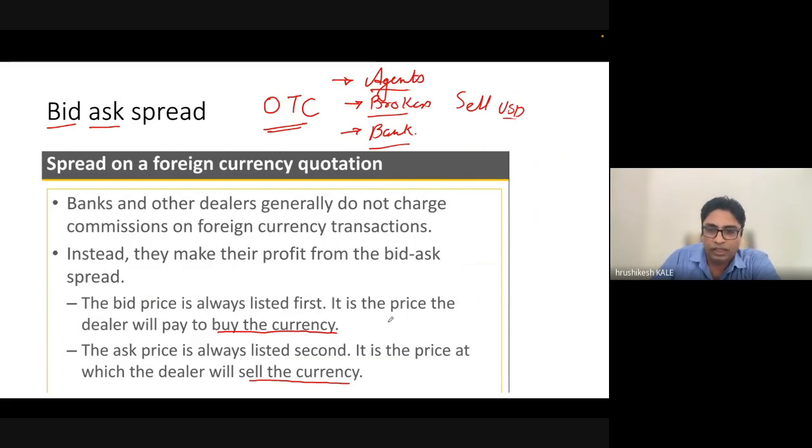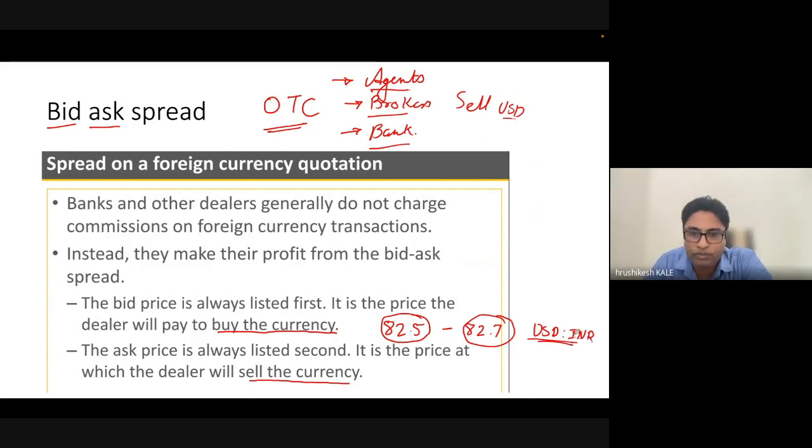Now, let's take 82.5, 82.7. This is bid and this is ask for the USD INR pair. If you want to purchase USD, you will have to pay this much because he will sell at the higher rate. And if you want to sell, you will get the lower rate because he will buy at this rate. The difference between the bid and ask is called spread.